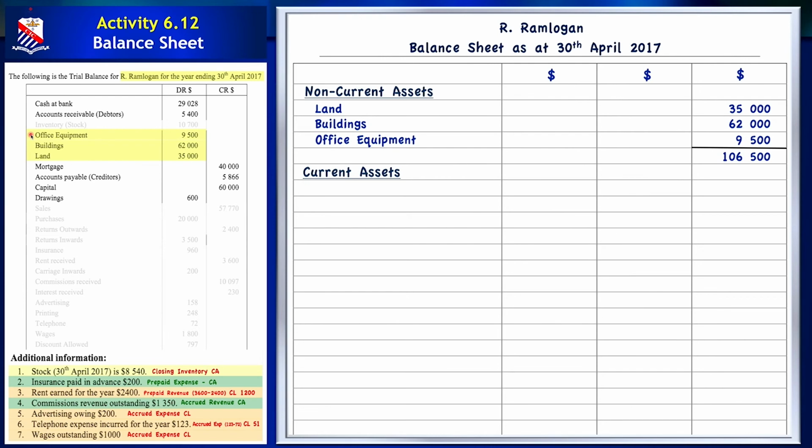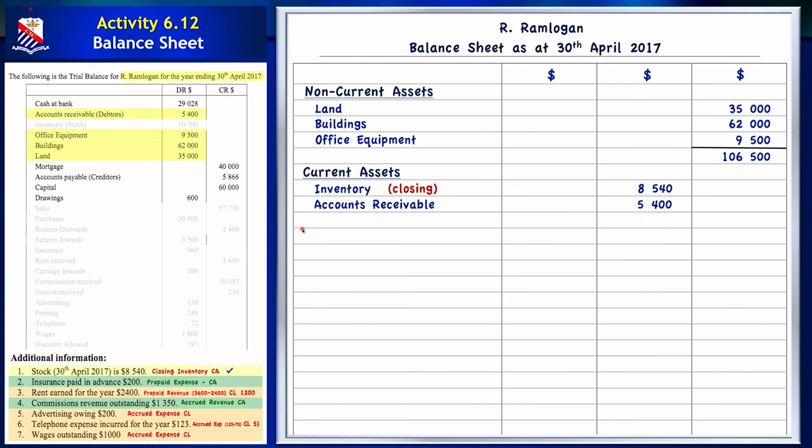So you always start with your inventory, which is your closing inventory. So you have your closing inventory, which you find down in your notes, and that will be 8,540. Then you move on to your accounts receivable. So you look into your trial balance and you would find your accounts receivable. 5,400 goes underneath your inventory.